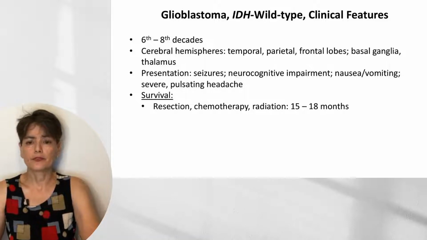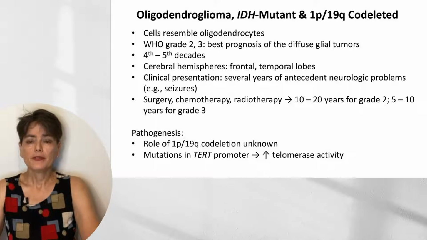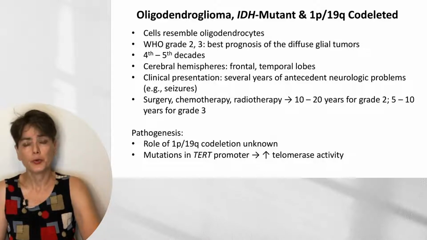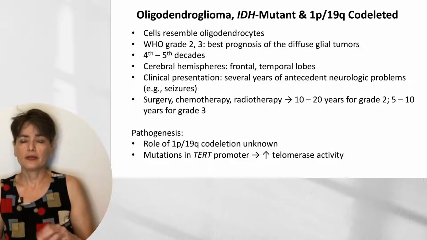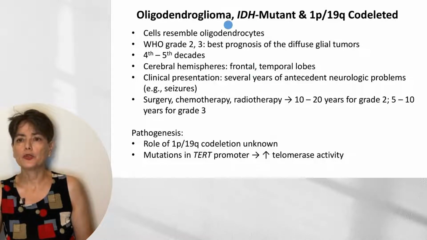This brings us to our last of the diffuse type, adult type gliomas, oligodendroglioma, which is defined as IDH mutant and 1p19q co-deleted. So I have to let you know that we didn't used to use this additional label. They were just called oligodendrogliomas.